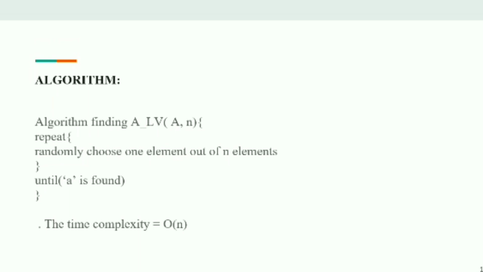If we have not found A, then go to the next iteration. The loop will terminate when we encounter A. The time complexity of this algorithm is O of n.